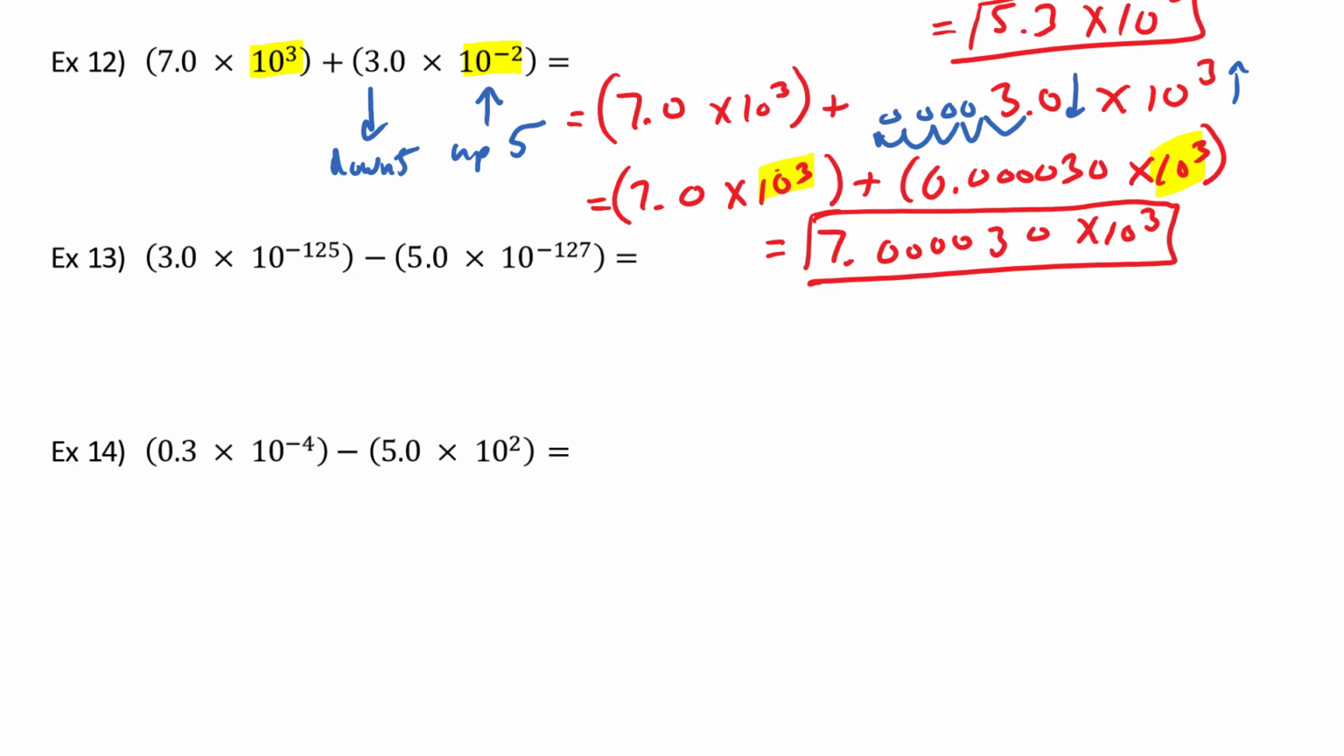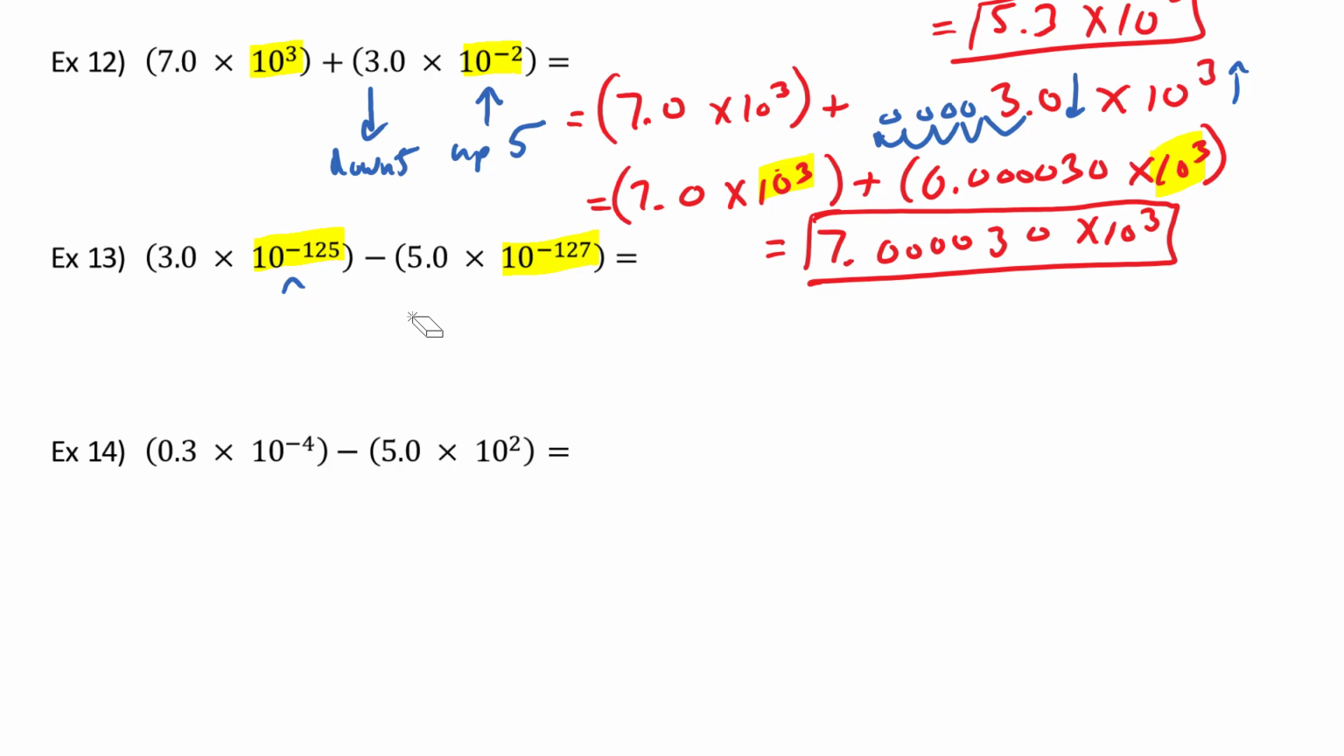So let's look at these. I have 10 to the minus 125 and 10 to the minus 127. Let's put them both in terms of minus 127. How do I do that now? Does this value have to go up or down to get to minus 127? Be careful. Minus 127 is smaller than minus 125.